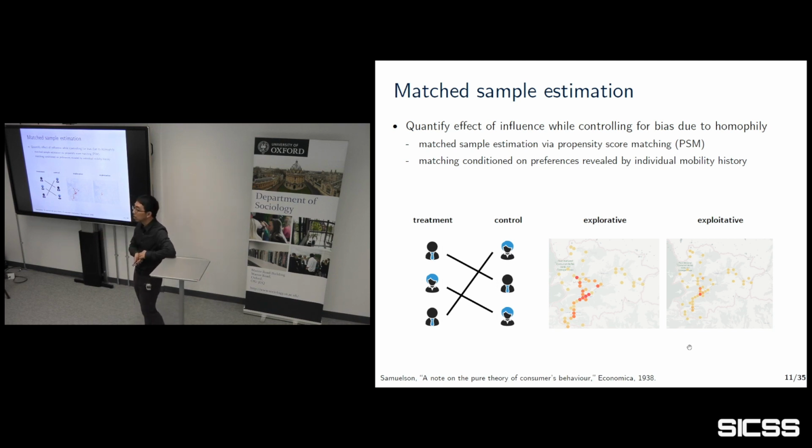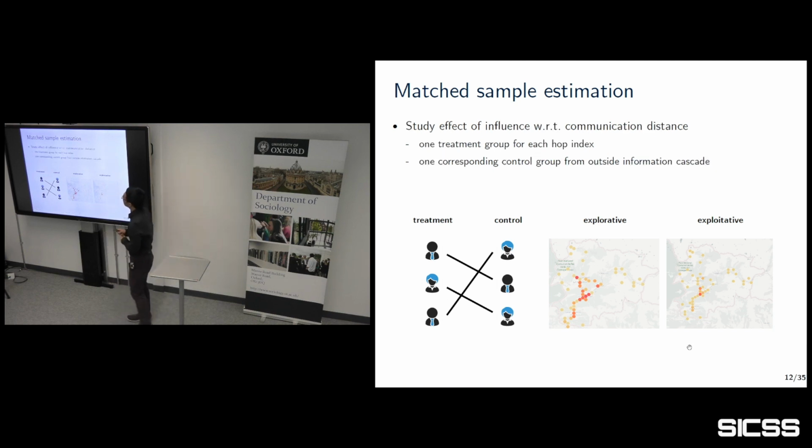In these kind of spatial things, did you focus on weekend time? If the person on the left, maybe their job just takes them around. It's mostly weekend mobility, which we hope captures the leisure-related activities. At the same time, we also want to study the effect of influence with respect to the communication distance.